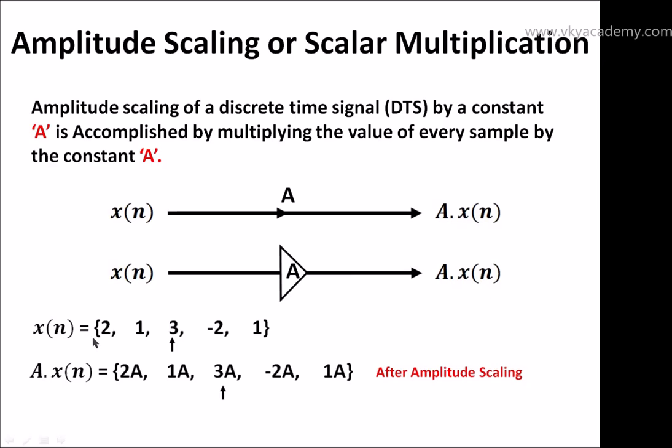So let us take an example. x[n] is equal to 2, 1, 3, minus 2, 1. The arrow mark is under the sample 3. Now if I need to determine A times x[n], then this scalar quantity A will be multiplied with each and every sample of this signal. So the resulting signal will be 2A, 1A, 3A, minus 2A, 1A after amplitude scaling. And the arrow mark will be put over here.